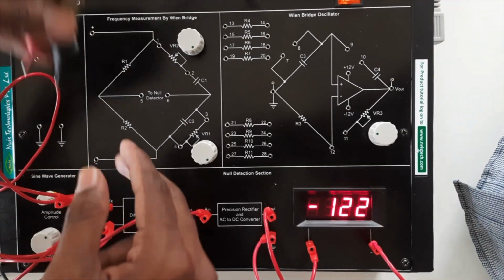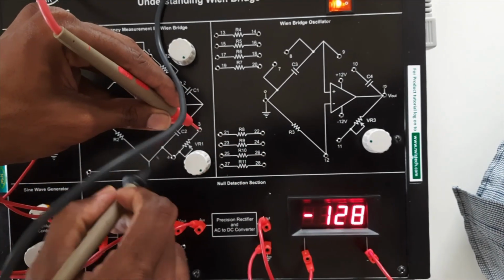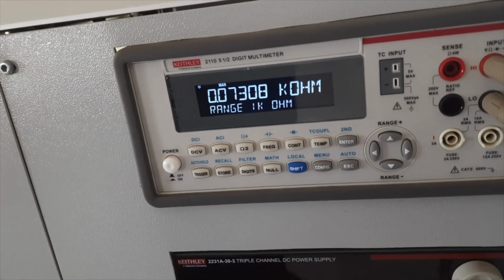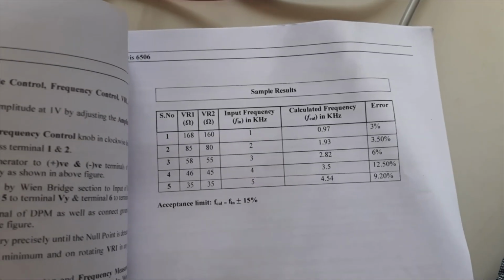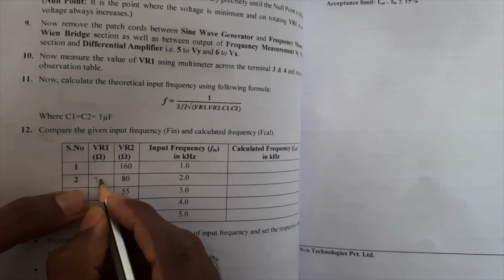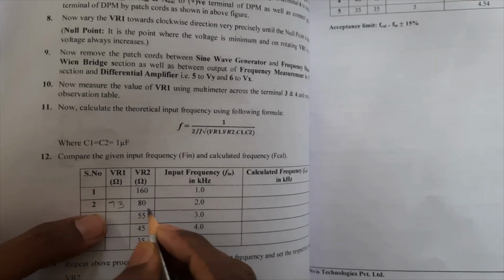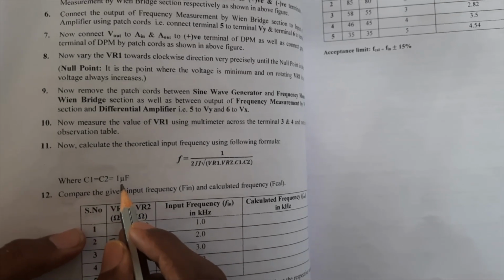Check the VR1 resistance value. As VR2 is already set for 80 ohms, now check VR1 resistance in the multimeter. So it is showing 0.073 kilo ohms, means 73 ohms. So for VR2 80 ohms and frequency 2 kHz, we got 73 ohms.